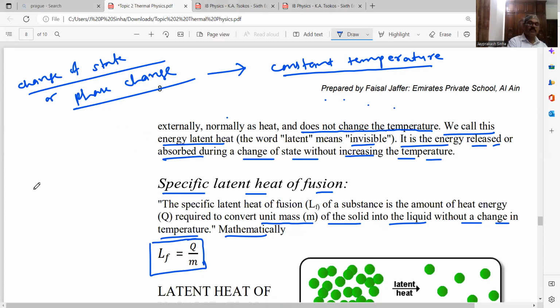LF is equal to Q upon M. So from here, we can also write this: LF is equal to Q upon M, means Q is equal to M into LF. LF stands for latent heat of fusion.